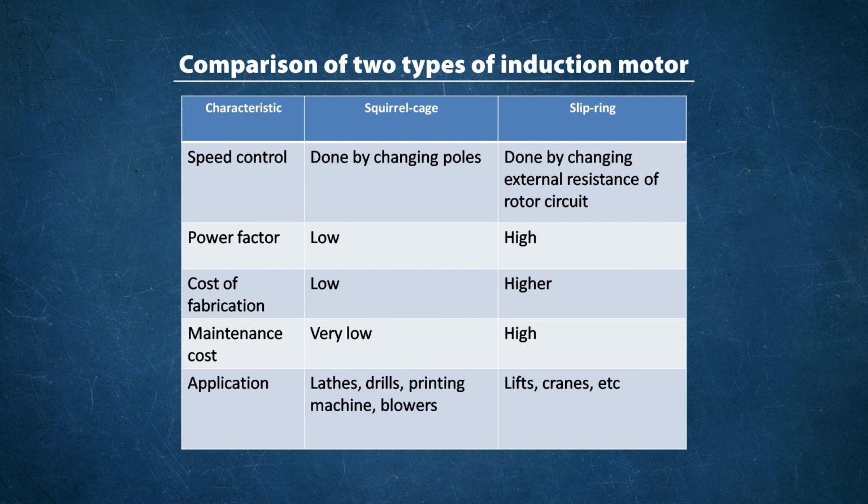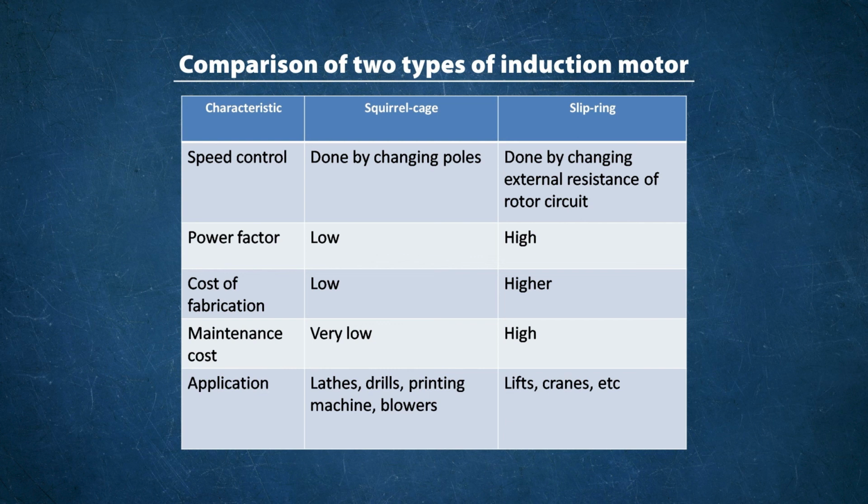The power factor is another important parameter. In case of squirrel cage induction motor, power factor is low. In case of slip ring, power factor is high. Cost of squirrel cage induction motor is low because there are no slip rings, there are no brushes, they are simple in construction, they are compact, so cost is low. However, as compared to the squirrel cage induction motor, the cost of slip ring induction motor is higher.